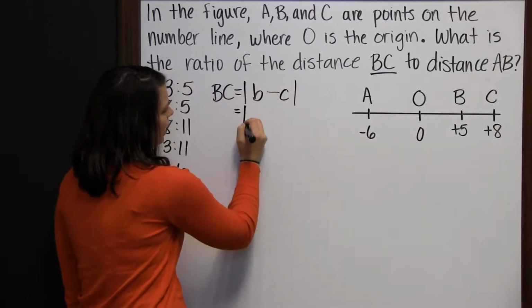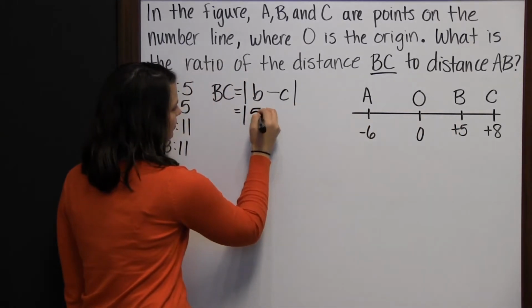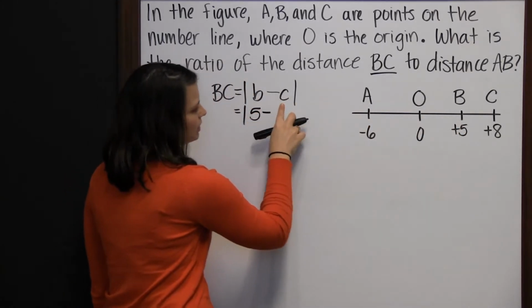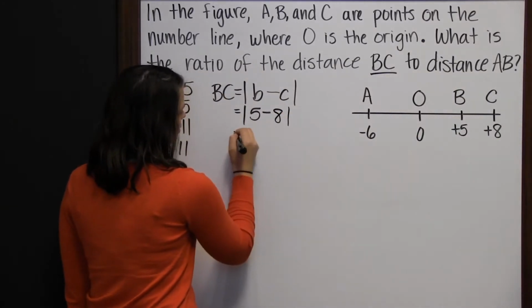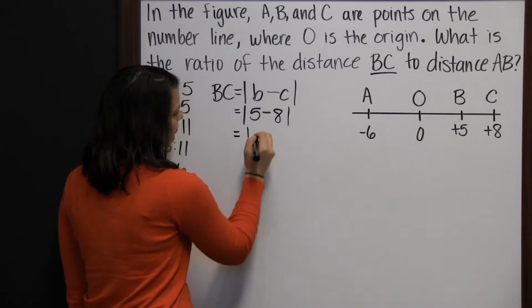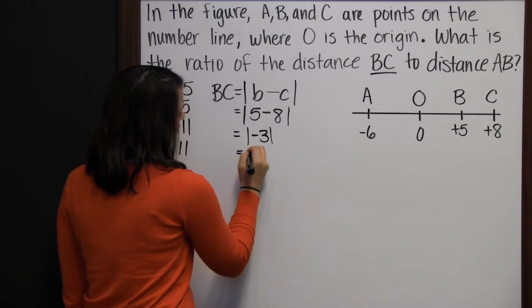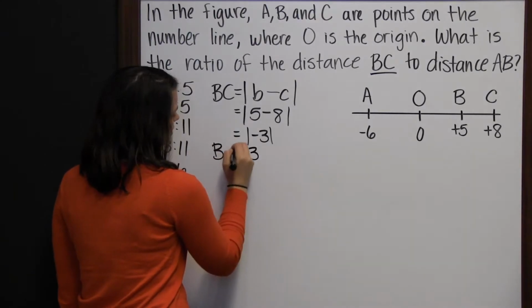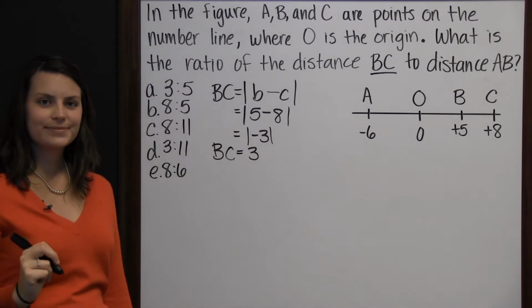So that is the absolute value of B is 5 minus C is 8, which is the absolute value of negative 3, and that is 3. So the distance between points B and C is 3.